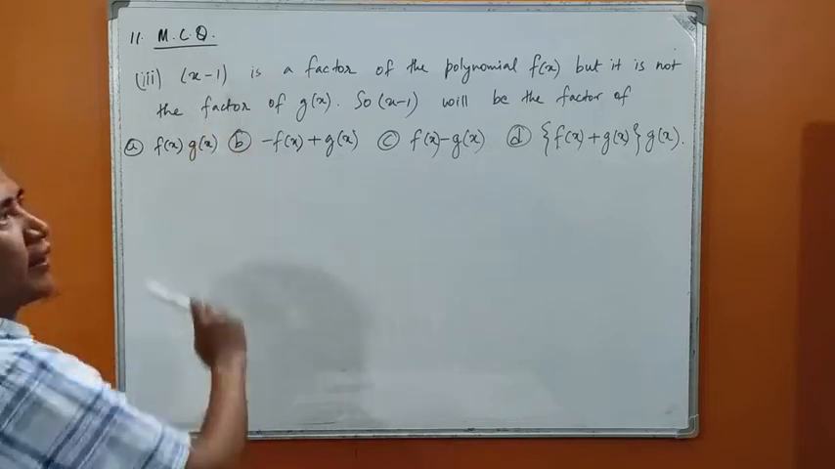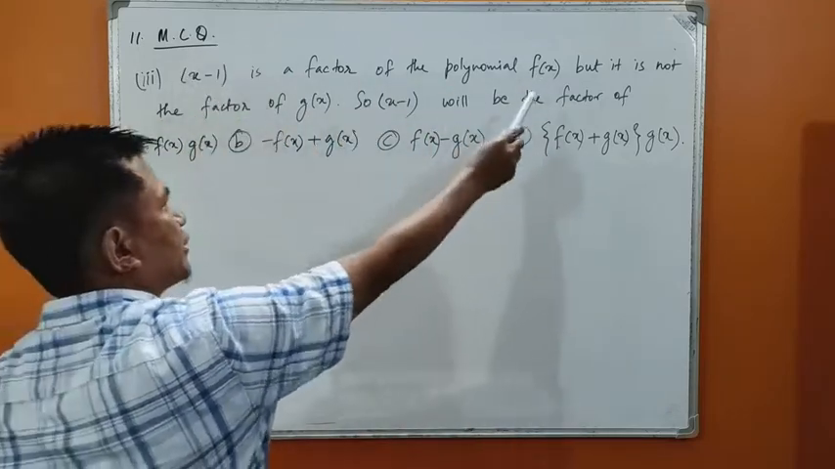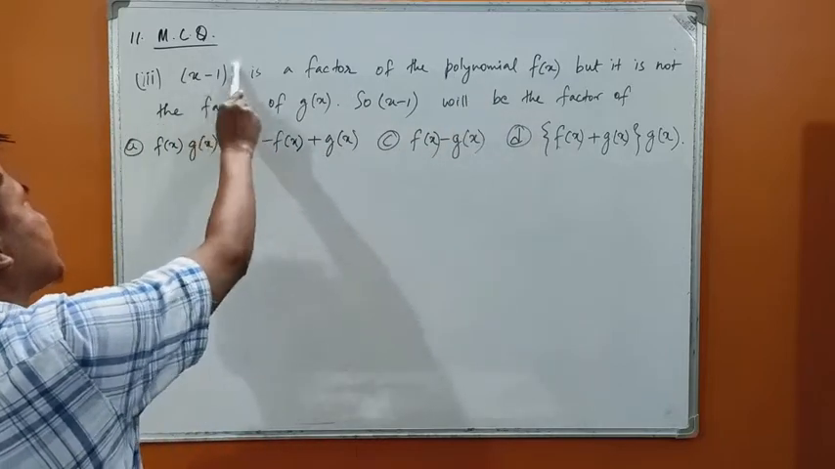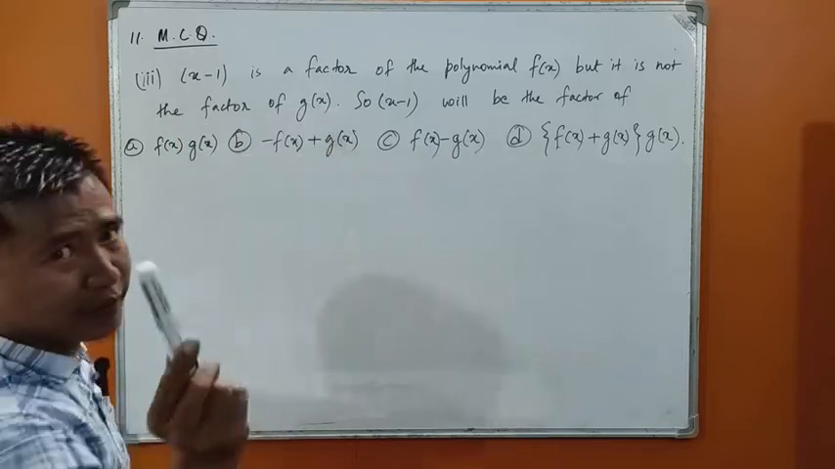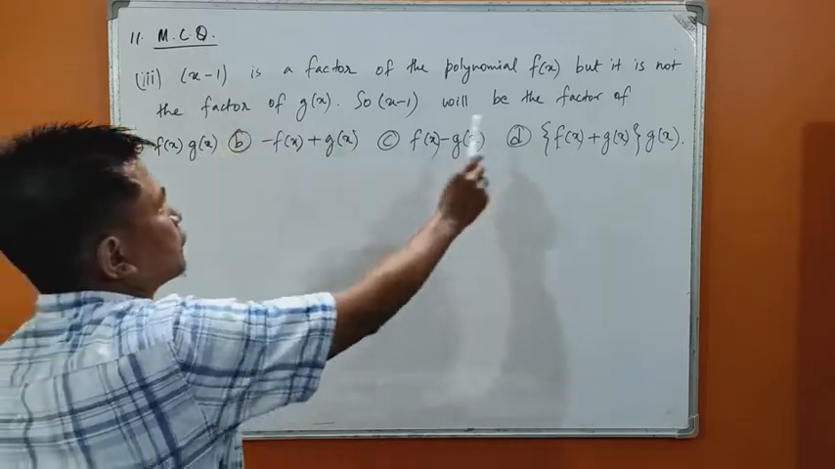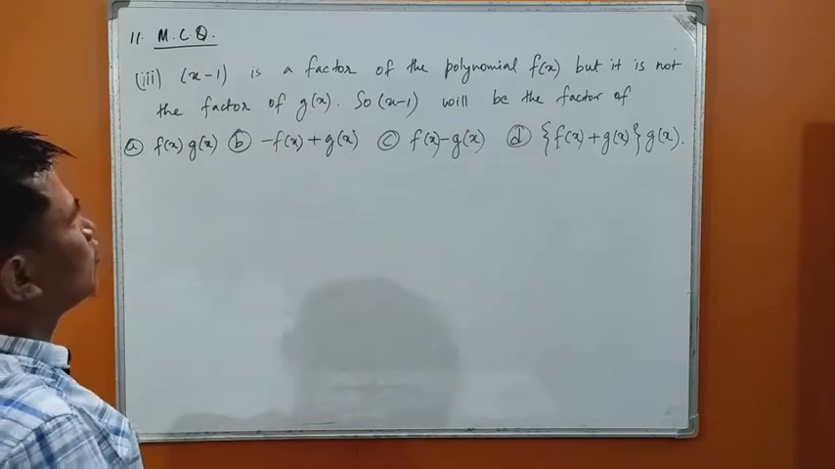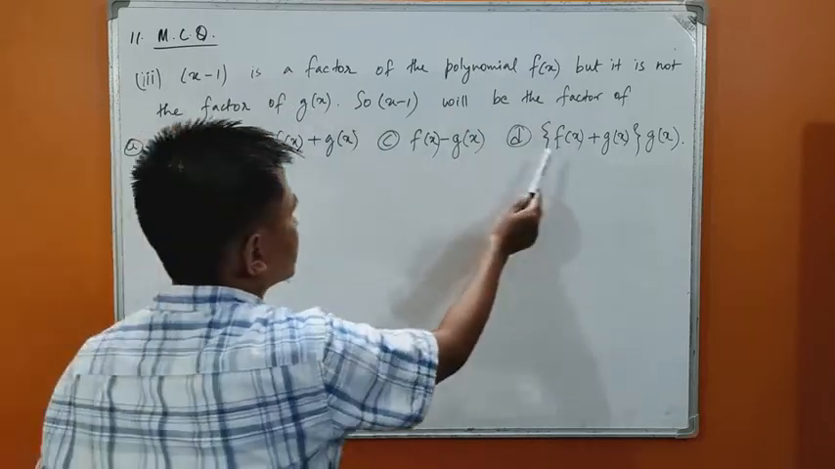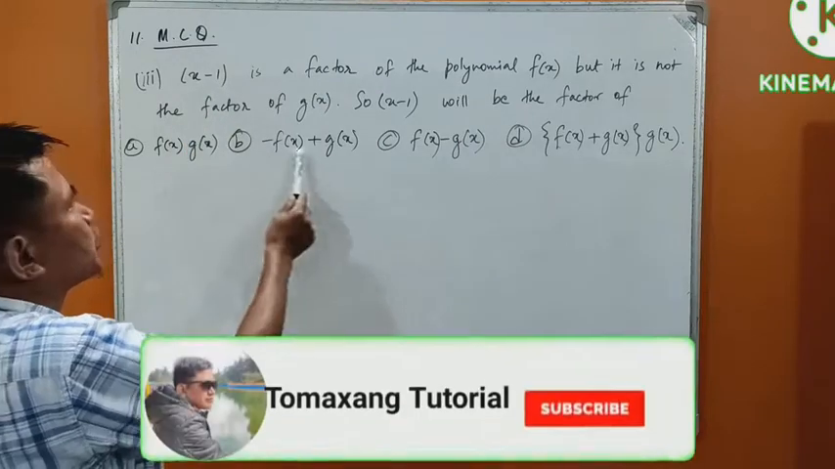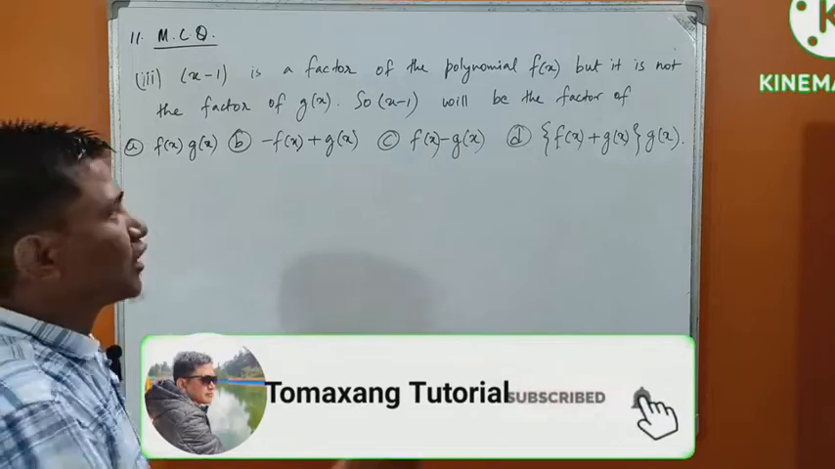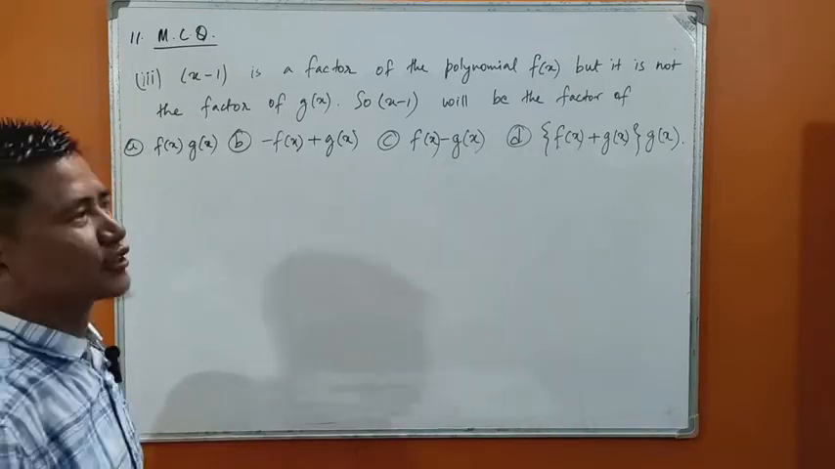x minus 1 is a factor of f(x). This expression x minus 1 is a factor of f(x), okay? But x minus 1 is not a factor of g(x). Are you getting me? Now, among these four options, x minus 1 is a factor of which one? We are asked to choose one from these four options. One is the correct one.